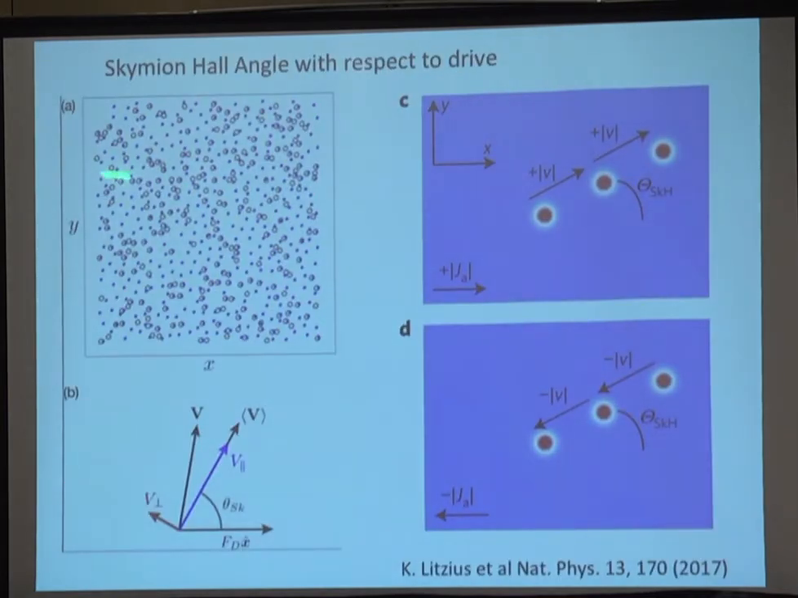So let's go back to this picture here. We want to get some insights into moving the skyrmions themselves. What we're going to do is measure the skyrmion velocities, and we measure the fluctuations in the direction perpendicular and parallel to the direction of motion.